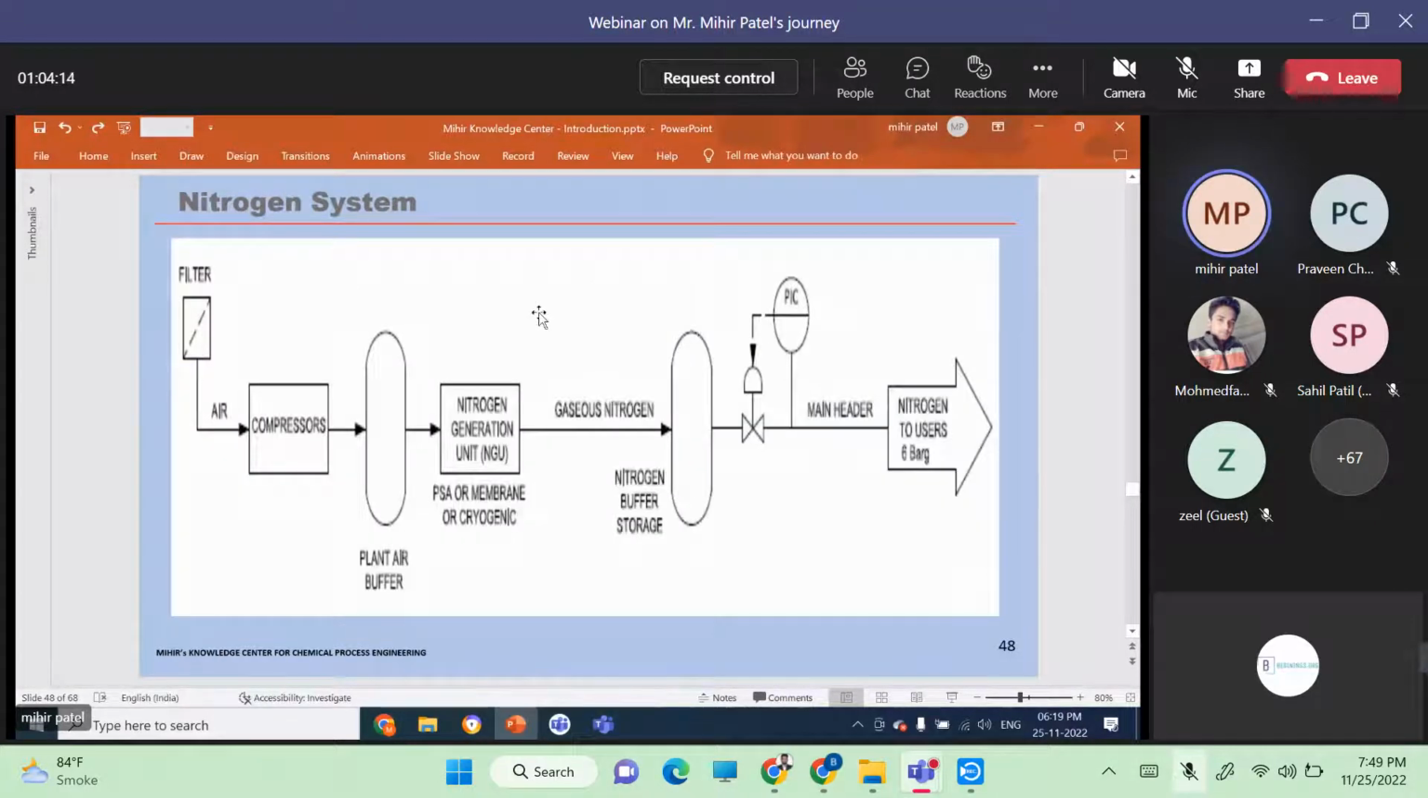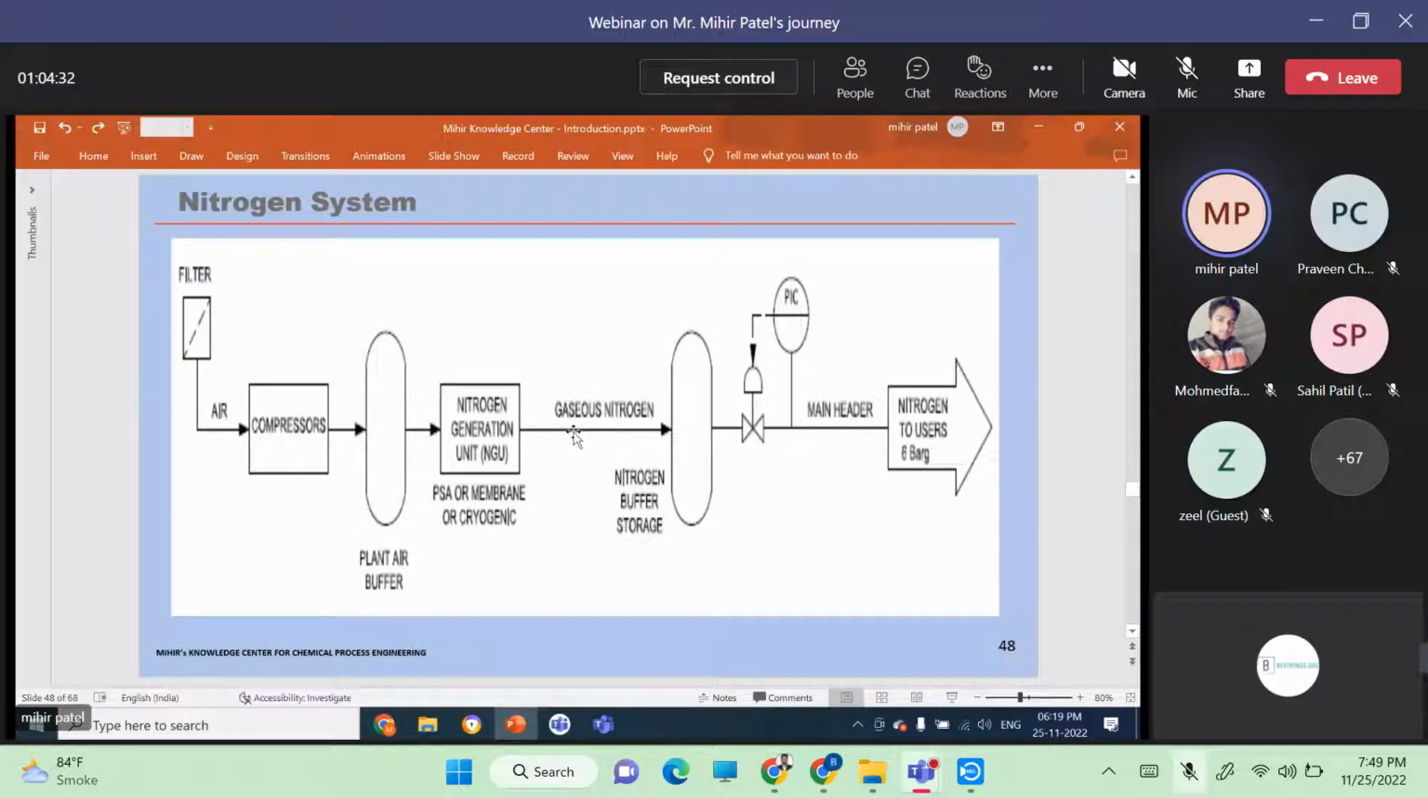Now nitrogen system. Again, filter is there, compressors are there, plant air buffer is there, nitrogen generation unit is there. It can be PSA or membrane or cryogenic. Three types are there. Cryogenic is economical at large capacities. Otherwise, you have a PSA or membrane.